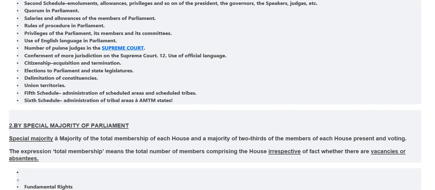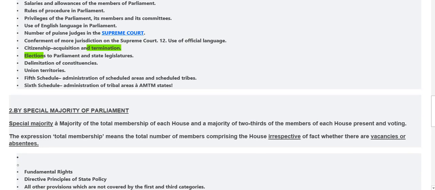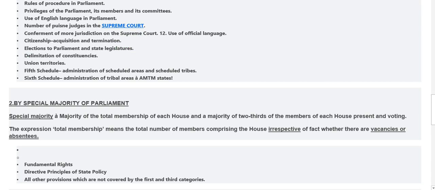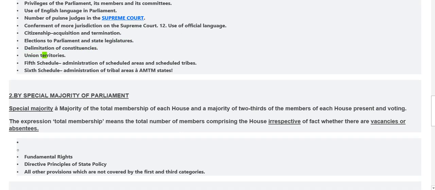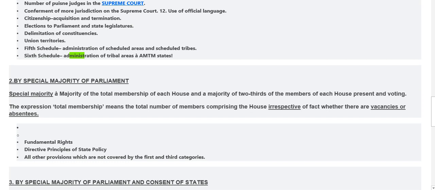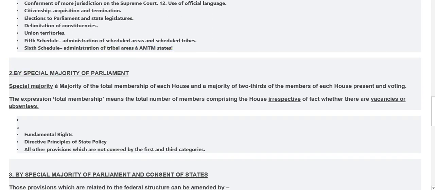Use of official language. Citizenship acquisition and termination. Elections to Parliament and state legislatures. Delimitation of constituencies. Union territories. Fifth Schedule: Administration of scheduled areas and scheduled tribes. Sixth Schedule: Administration of tribal areas in Assam, Meghalaya, Tripura and Mizoram states.